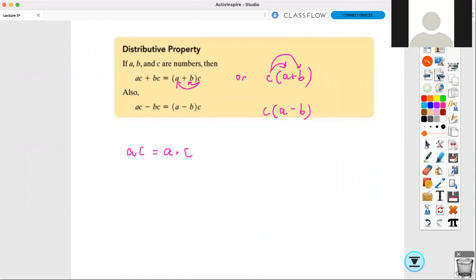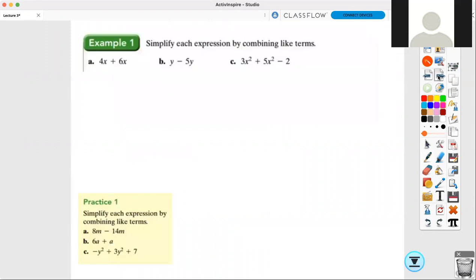So let's move on. Before we go into applying the distributive property, we're going to work on simplifying expressions by combining like terms. I'm going to give you guys a minute to set up this slide before I begin working it out.